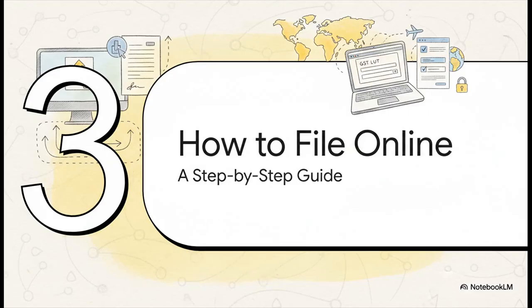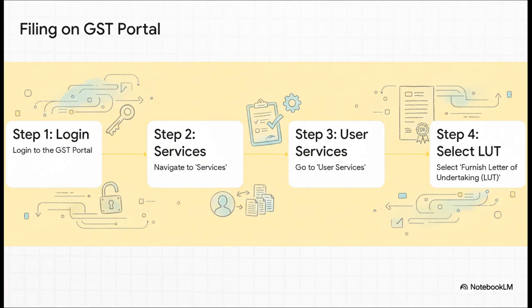All right, let's get into the practical side of things. You're eligible, you're ready to go. So how in the world do you actually file this thing online? The whole process is right there on the GST portal, and here's the exact path you need to follow. Once you're logged in, you just click on Services. From there, go to User Services, and then you'll see the option for Furnish Letter of Undertaking, LUT. It's really just a simple 4-click journey to get to the right page.